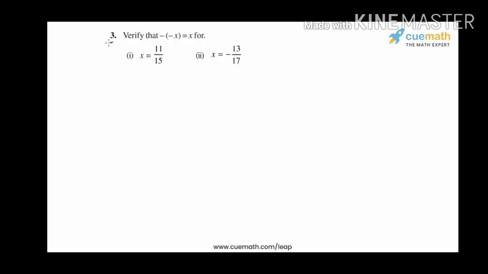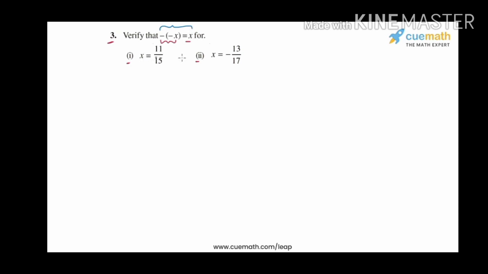Hello dear student, now we will solve question 3 of exercise 1.1. In part 3, we have to verify that negative of negative x is x, for these two rational numbers, x is equal to 11 by 15 and x is equal to minus 13 by 17. Now let's take a few moments and understand what this equation means.